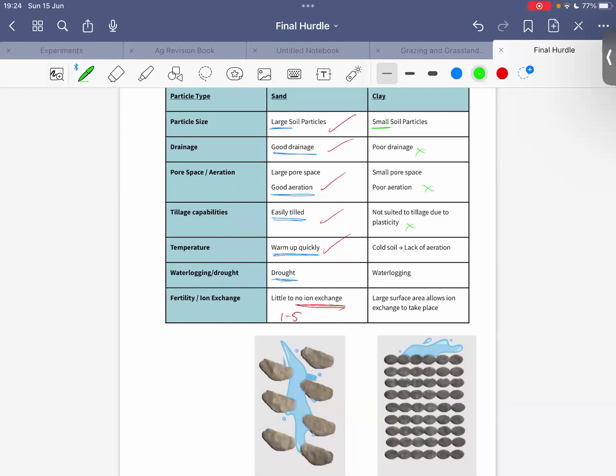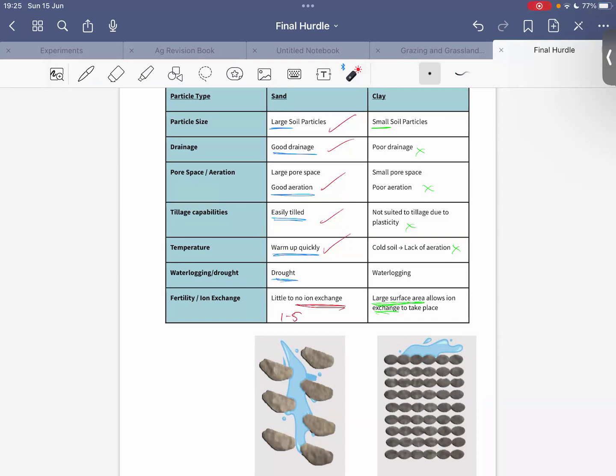Plasticity in regards to tillage capabilities. Okay, going to be a cold soil, prone to waterlogging, but then it has that large surface area to take up minerals. Okay, so this is the sort of diagram I use in class. Look at the large sandy particles here. The water, the air can move through it, no problem at all. Look, clay soil particles, small particles, all packed together. The water just sits on the top and can waterlog.